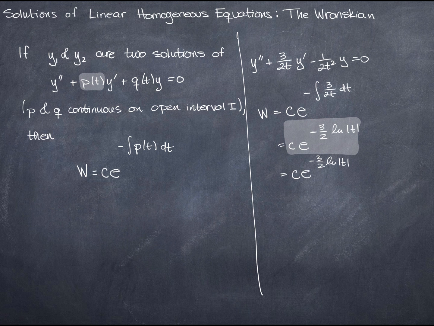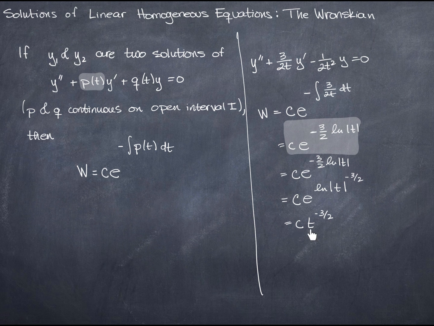Let's just do a little algebra, just in case you're rusty. I'm going to use the power property of logarithms to rewrite this as the natural log of t to the power of negative 3 halves. And that is c times e to the natural log of something, which is just the something. So that's going to give me t to the negative 3 halves.